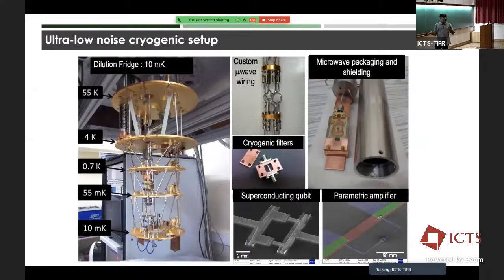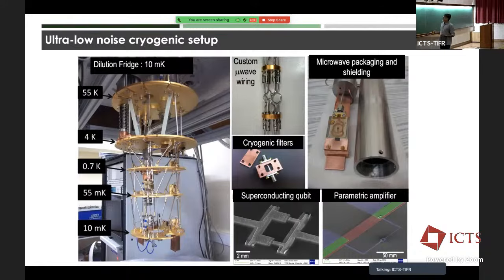Now, in order to be able to do the experiments, you have to bring signals down all the way from this setup you had at room temperature down the fridge into this 10 millikelvin stage. So that requires a lot of coaxial cables which guide these signals down. You have to make specialized filters.